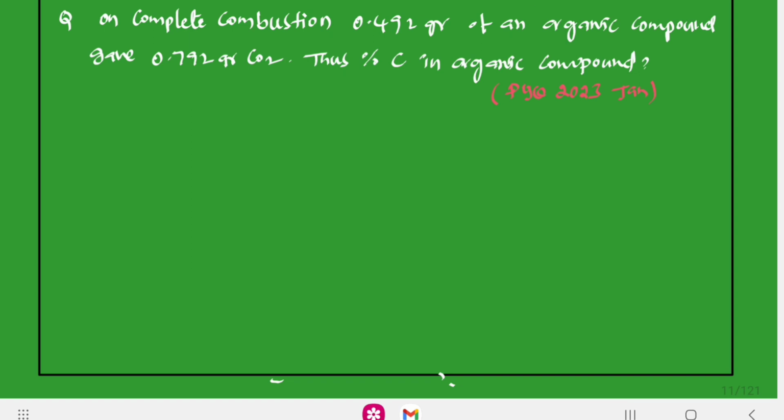Once again, look at the problem. On complete combustion, 0.492 gram of organic compound gave 0.792 gram of CO2. Thus calculate the percentage of carbon in the organic compound. So this is the PYQ from the 2023 January session.